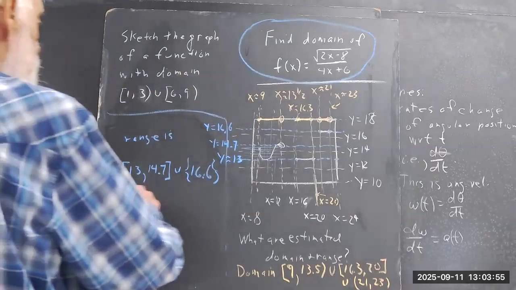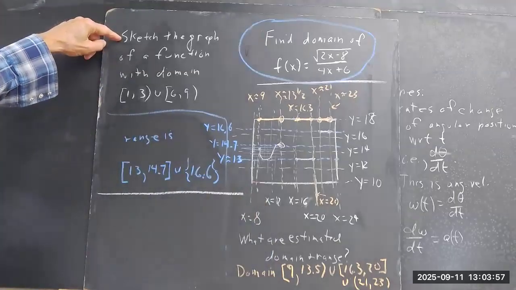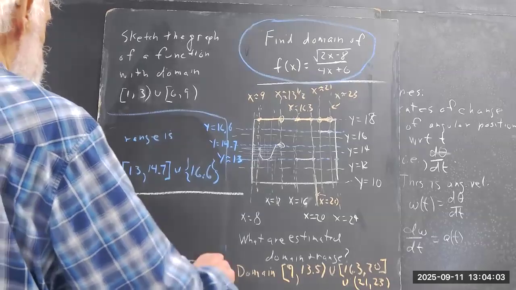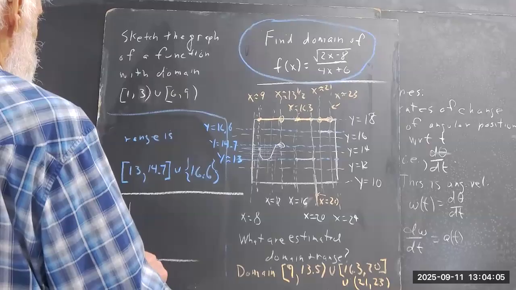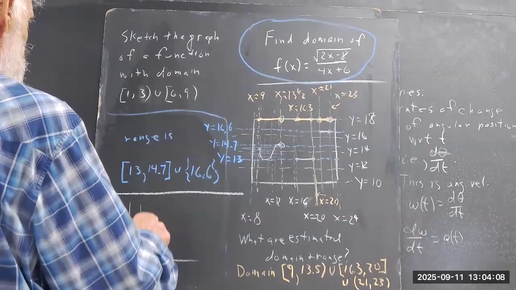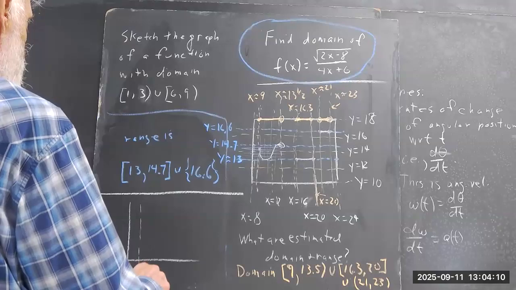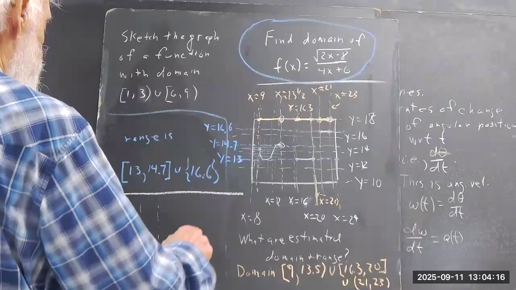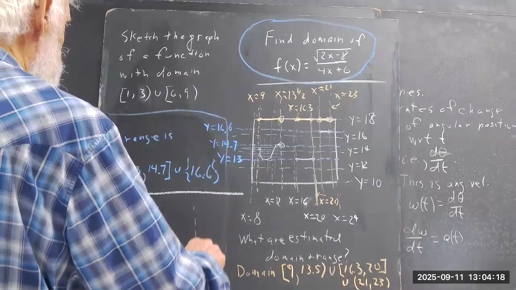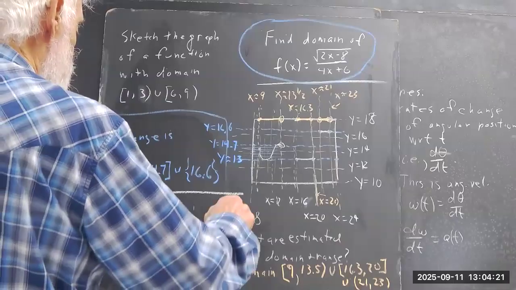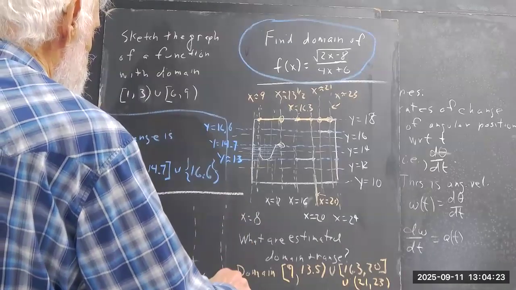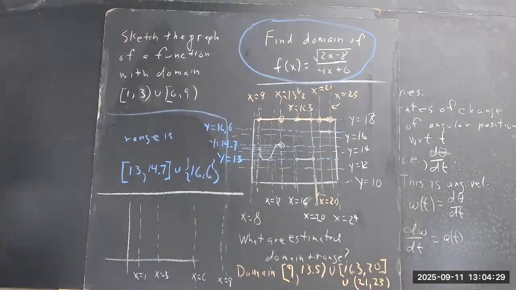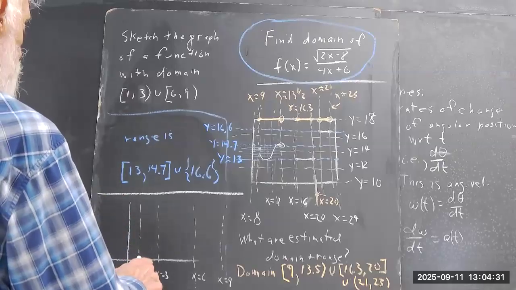I don't have enough room to do it here, and I do have enough room to do it here. Okay. So I'm just going to draw a graph. And I'm going to draw a line for x equals 1, a line for x equals 3, a line for x equals 6, and a line for x equals 9.